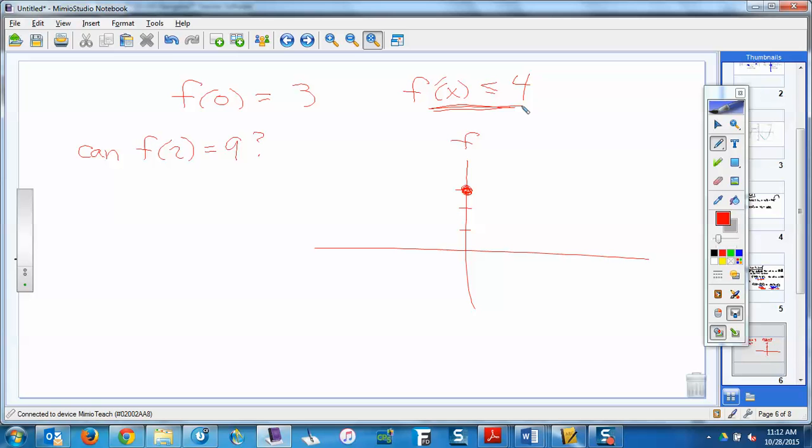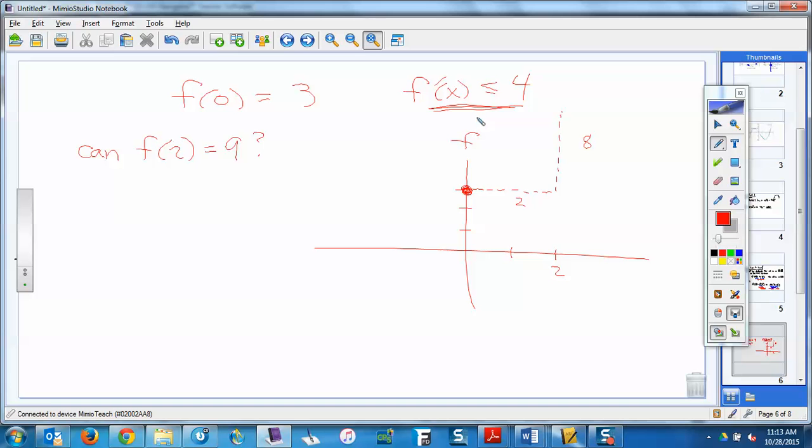But they asked me, can f of 2 equal 9? Well, what's that mean? That means if you have an input of 2. So from here, if I go over 2, the most I can go up is 8, which would put me where? At 11. So could f of 2 equal 9? Yes. Yes. And then it would say explain.